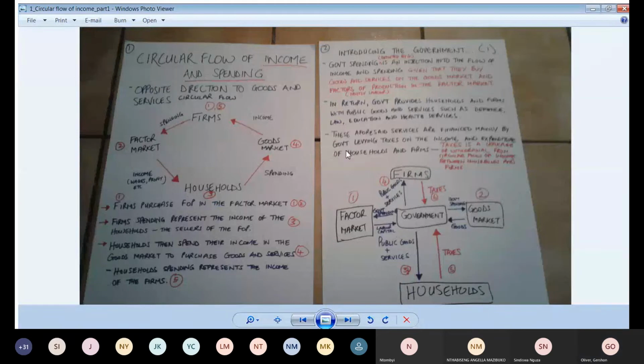Now on the right-hand side over here, we are going to be introducing the government. Yes, this is very involved. The key thing that I want you to take from this, because eventually, at the end of all of this, you need to understand the difference between an injection and a leakage. This is the circle of income and spending, and what's coming into the economy, what's going out of the economy. That is what we're trying to build on.